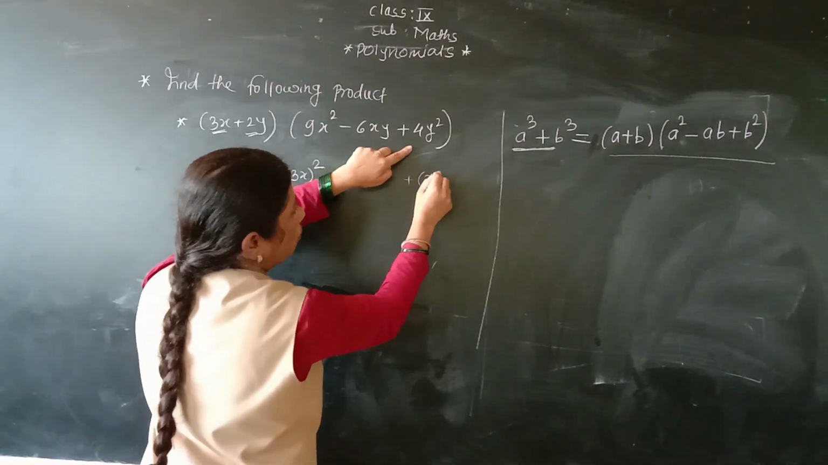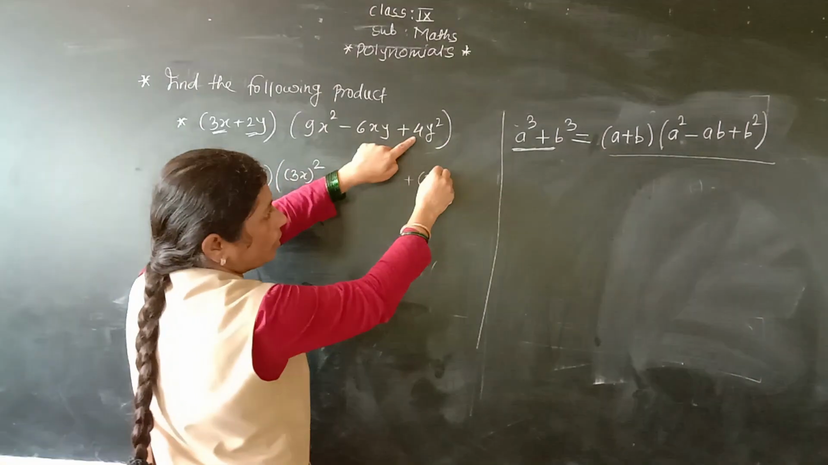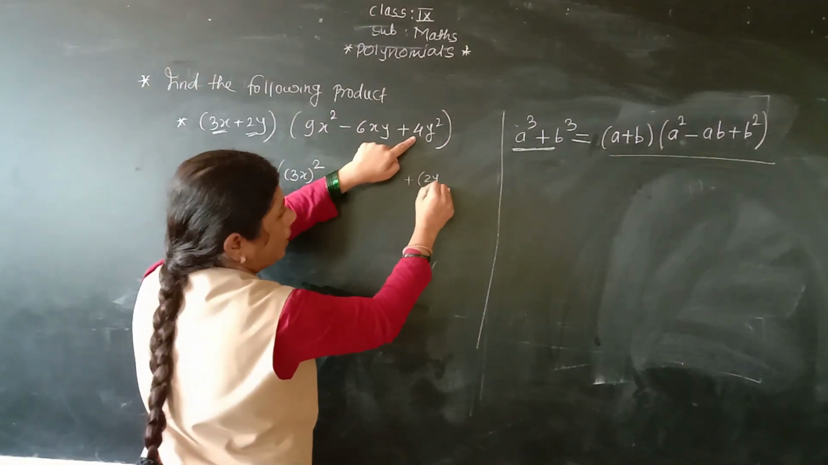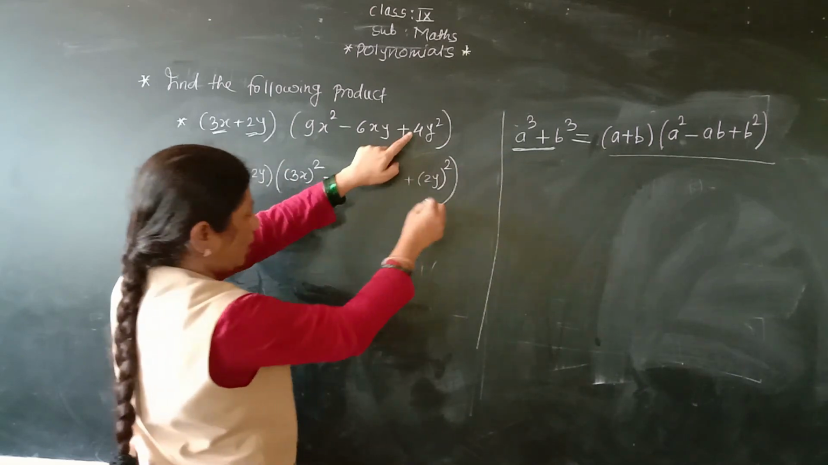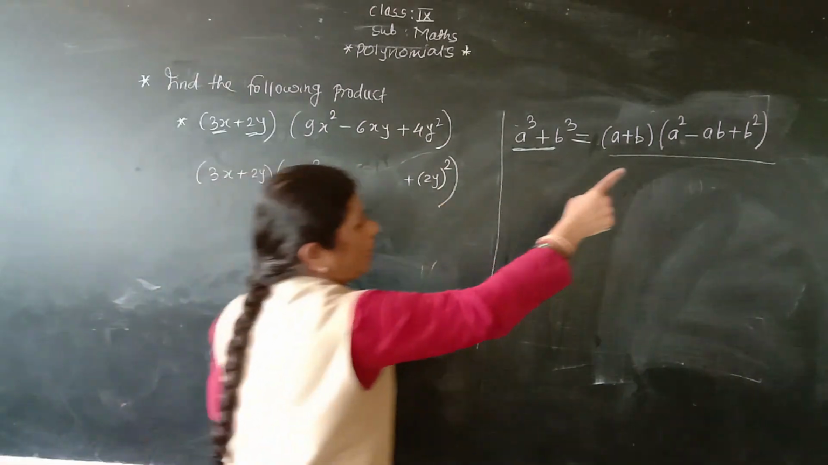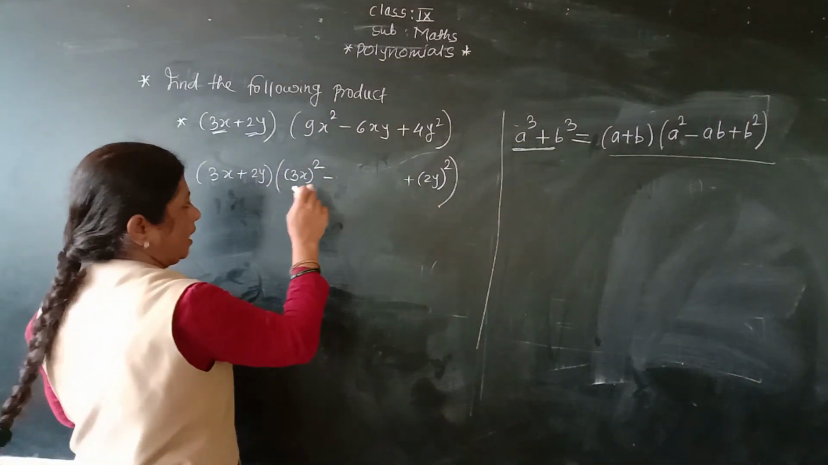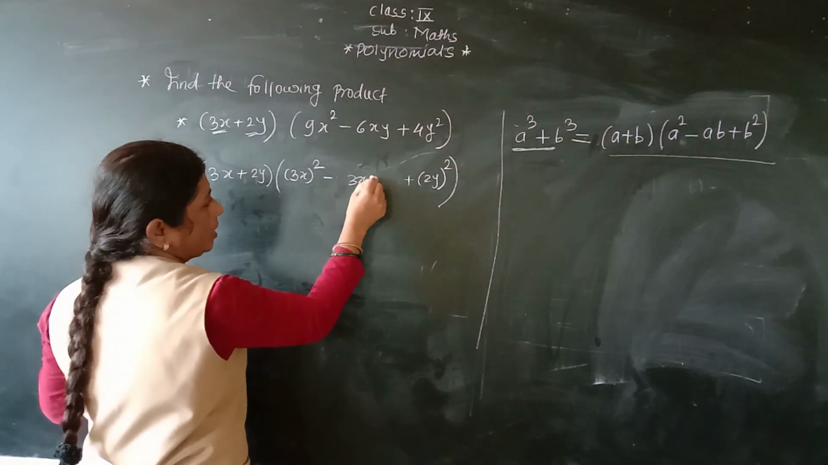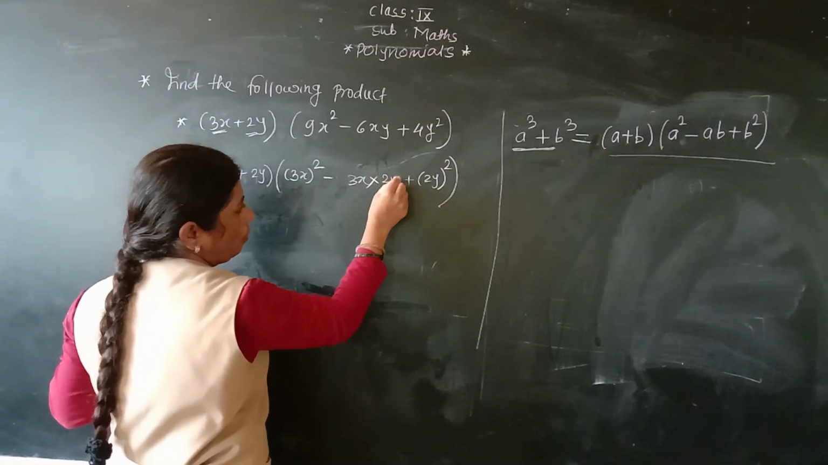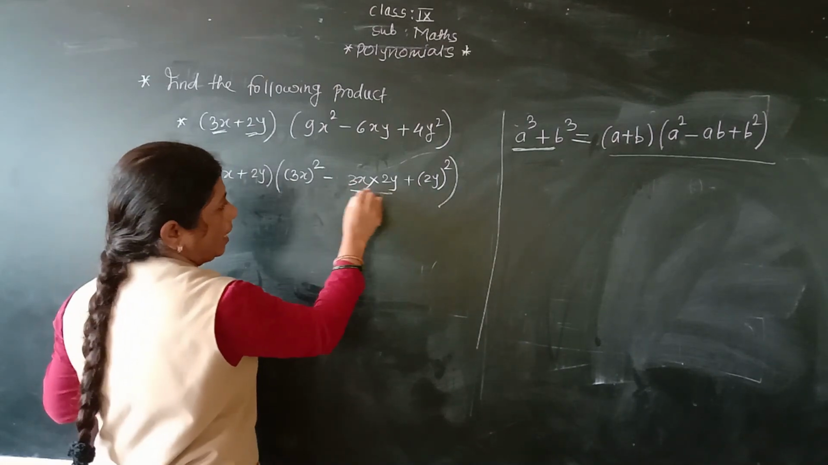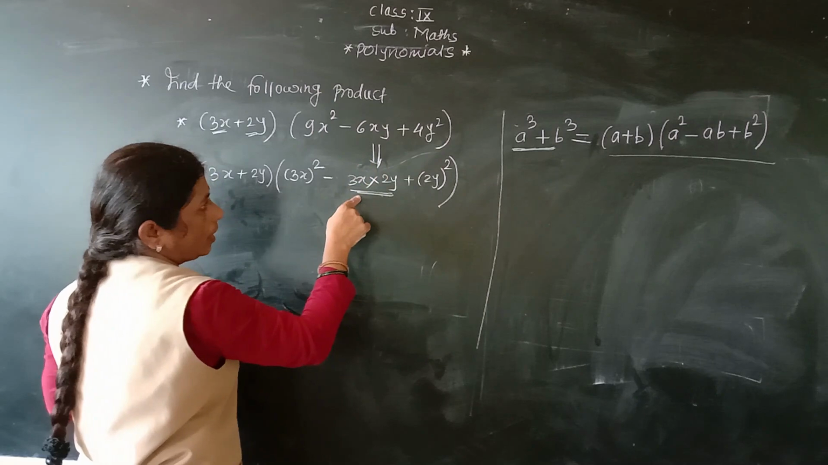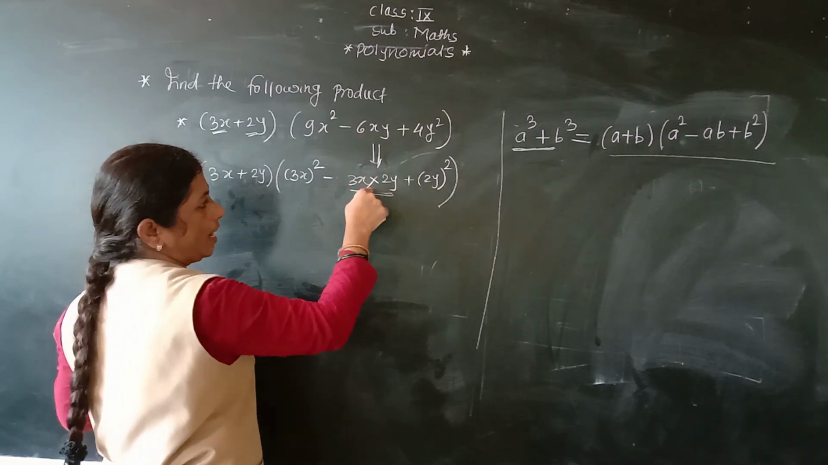B square means what? 2. 4 is the square of 2, and y square is the square of y. So the middle term is AB. What is A? A is your 3x, into B, which is 2y. So this came into the form A square minus AB. AB means 3 twos are 6xy.